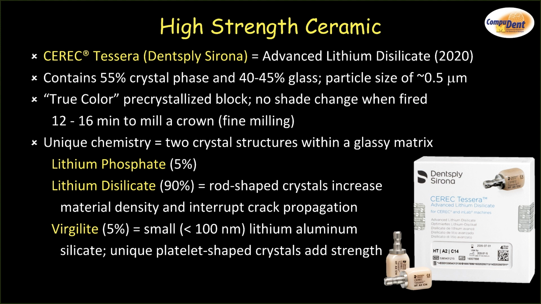Because of that, it takes a little longer to mill, so we're about 12, 13, 16, 17 minutes, somewhere in there. And it has a pretty unique chemistry based on a couple crystal structures within this glassy matrix. You have a lot of lithium disilicate, which are the rod-shaped crystals, which helps increase the material density and interrupts crack propagation. That's where some of the high strength comes from. The other part is this virgilite crystal, which is a very small lithium aluminum silicate particle. It's kind of platelet shaped and it adds to the strength of the CEREC Tessera.